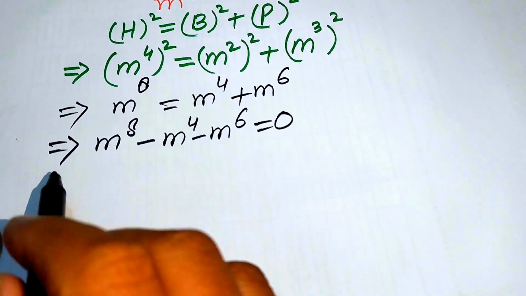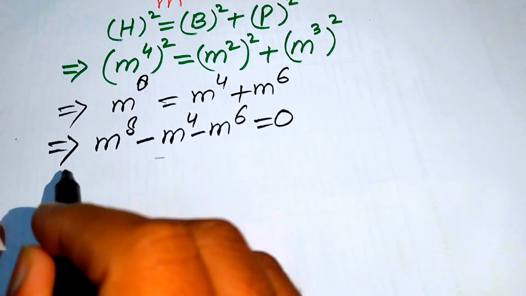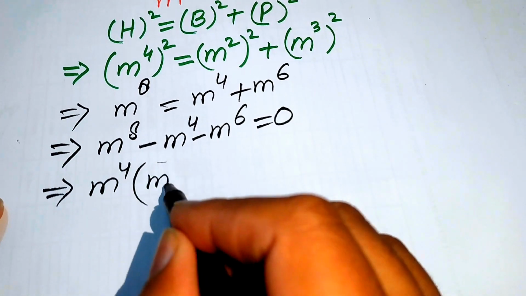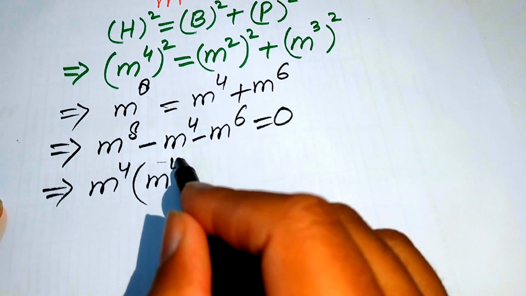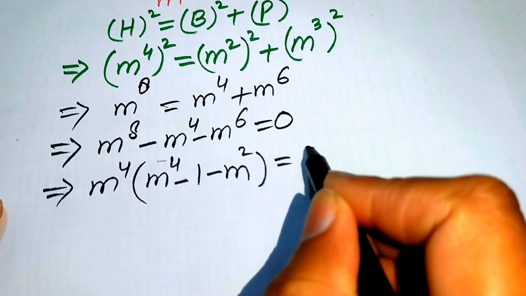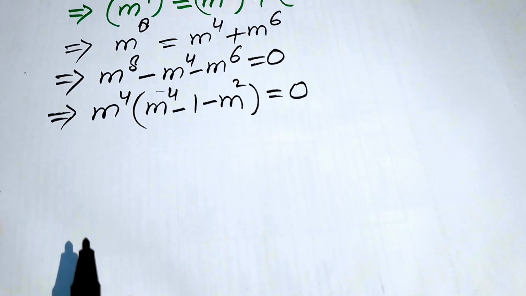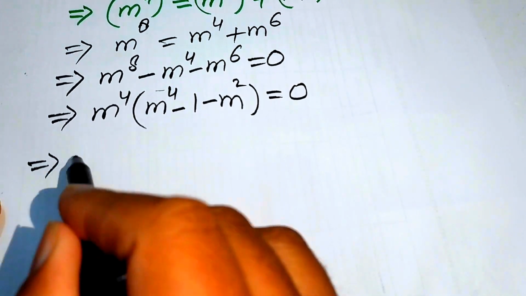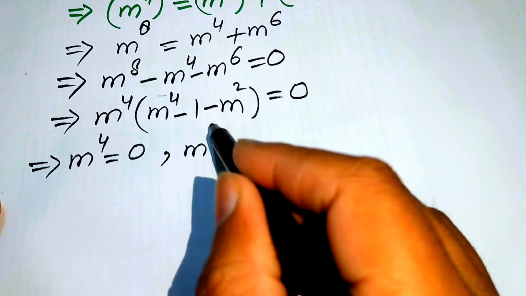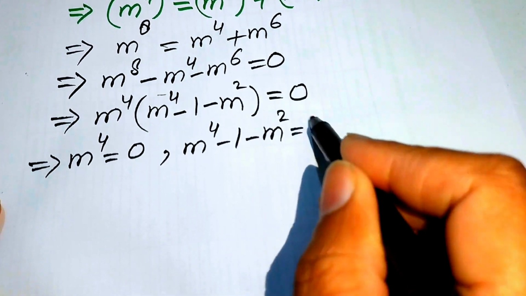So here you see that we have m to the power of 4 as a common term in these three terms, so we take common m to the power of 4, and the remaining terms are m to the power of 4 minus 1 minus m squared, and this whole equation equals 0. So now we convert this equation into two cases. Our first case is m to the power of 4 equals 0, and the second case is m to the power of 4 minus 1 minus m squared equals 0.